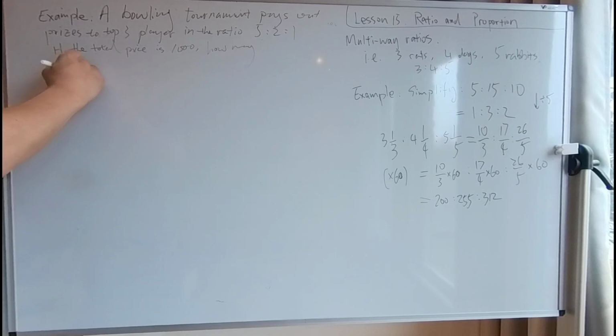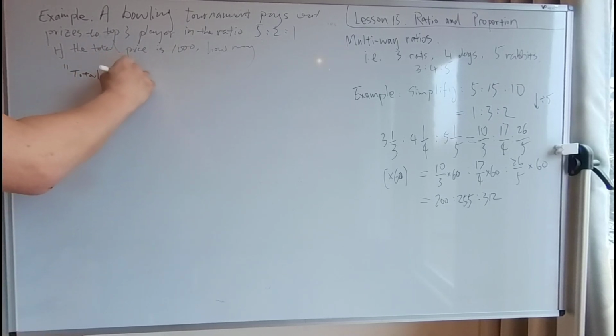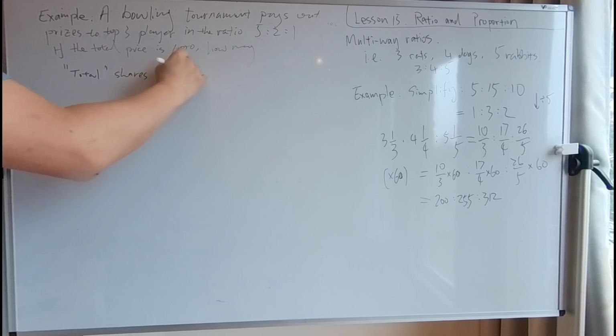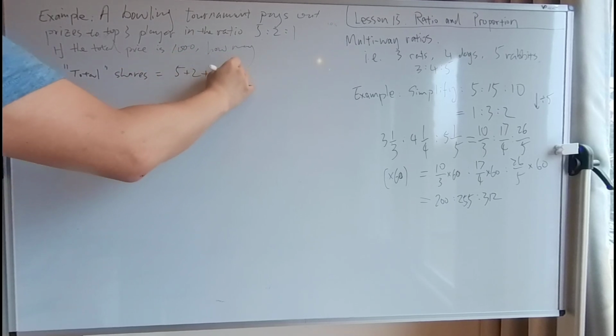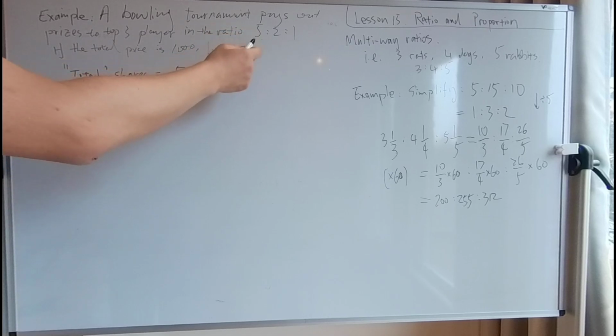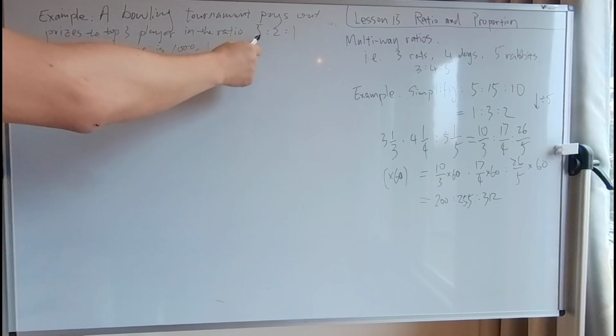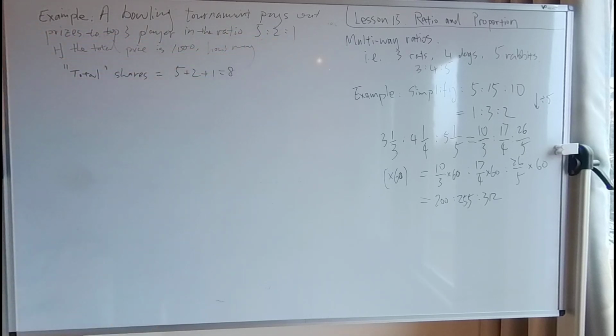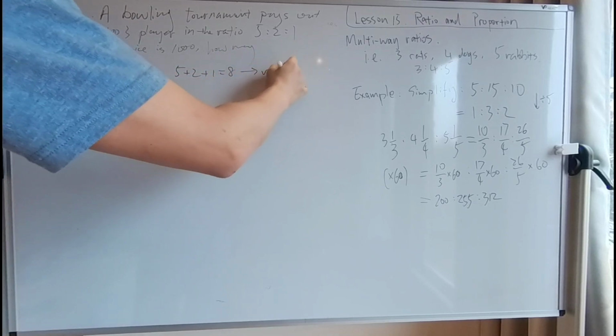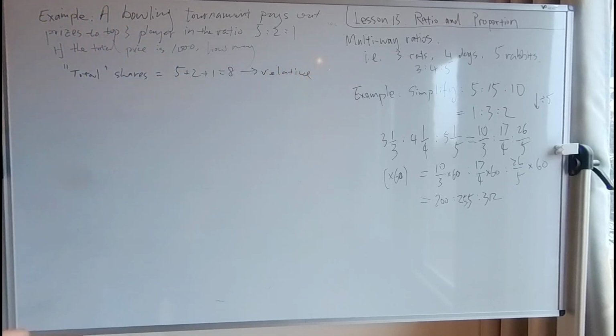So first of all, the total shares of the prize is 5 plus 2 plus 1, which is 8, right? So even though I don't know the actual quantity of each prize, I know the ratio, so that means I know the relative quantity. The relative quantity is 8, or 8 shares. Now the first prize would be 5 shares over the total 8 shares, right?